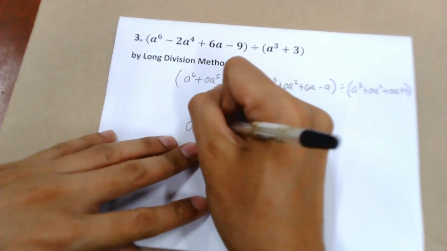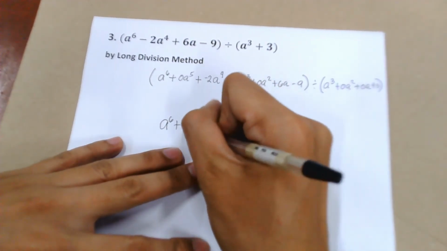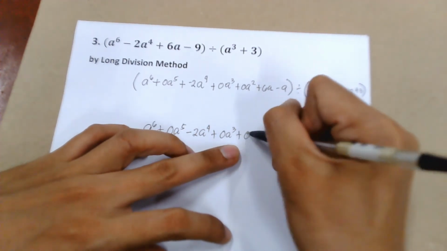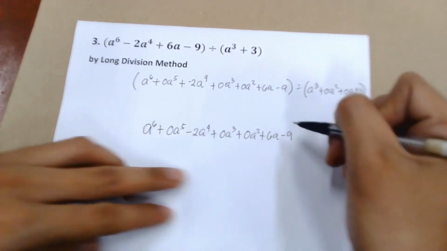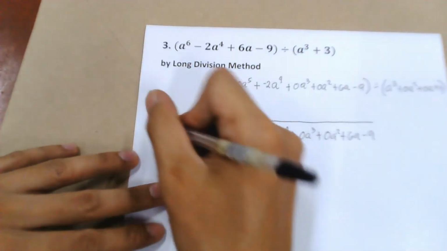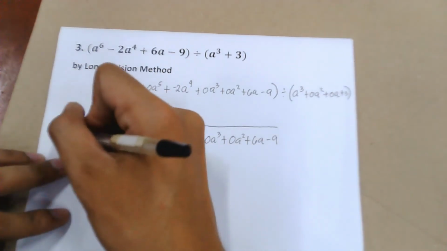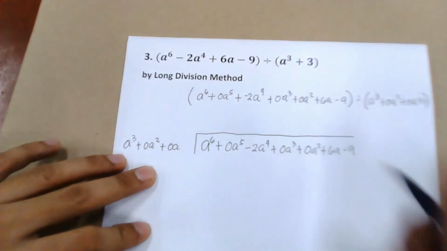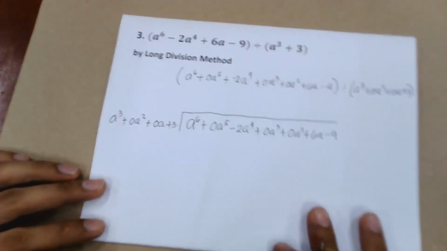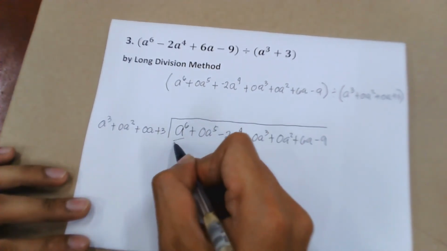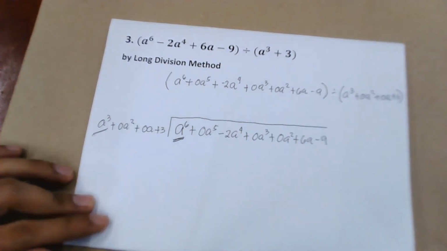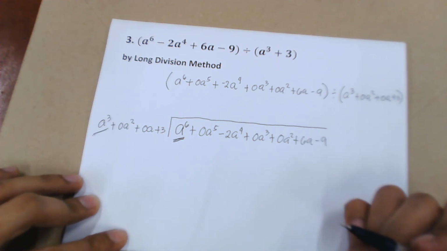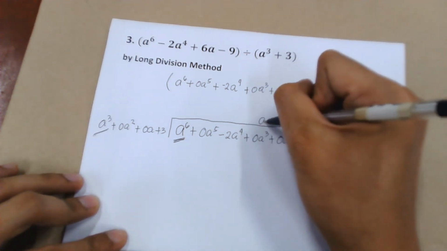So we have here a to the power 6 plus 0a to the power 5 minus 2a to the power 4 plus 0a cubed plus 0a squared plus 6a minus 9 divided by the divisor. Here we have a cubed plus 0a squared plus 0a plus 3. So a to the power 6 divided by a cubed, that is a cubed, since 6 minus 3 is 3. Write the quotient above the term with the same exponent. So we have a cubed, it's here.